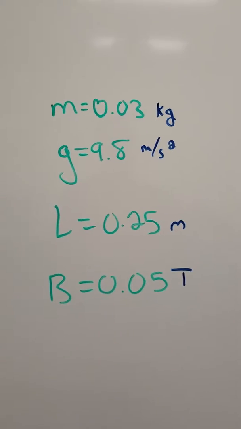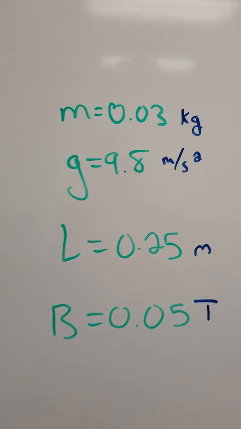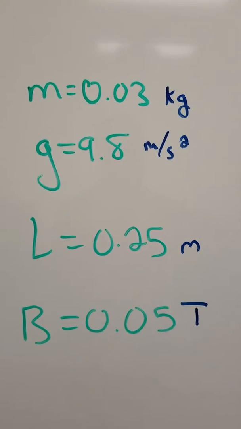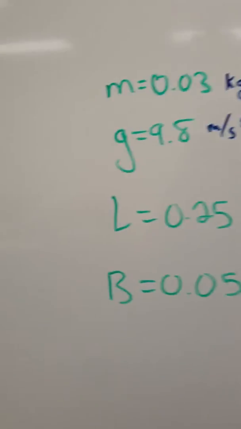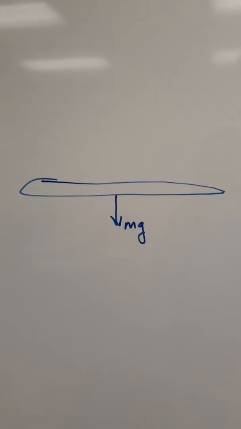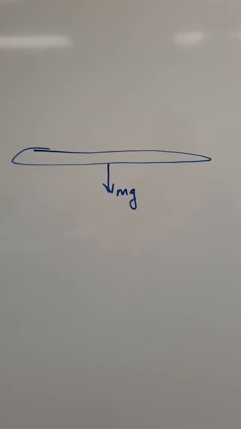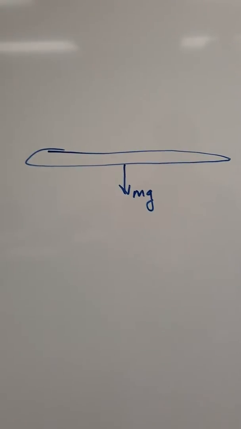Problem number 15, we have a wire of mass 3 grams, length 25 centimeters, and a magnetic field of 0.05 T. If this wire is levitating in space due to the magnetic field, we're trying to find how much current is going through it and in which direction does that current flow.